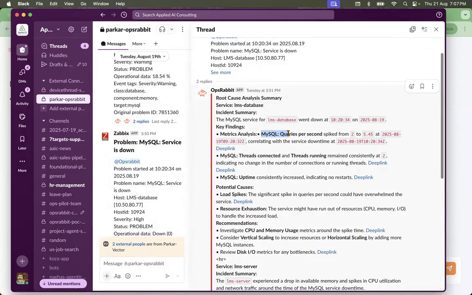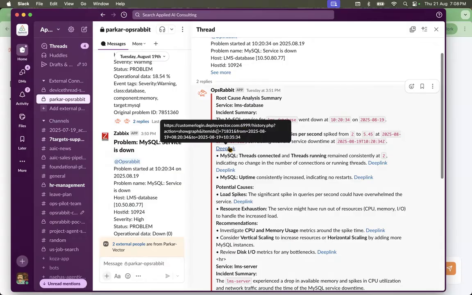So it checked the metrics of that particular MySQL. What was the metrics that time? The queries per second had spiked. That is one thing it is noticing, and it's correlating that with the service downtime. And you can see the evidence. There is a link to the evidence. If you click over here, it will take you to that particular section.